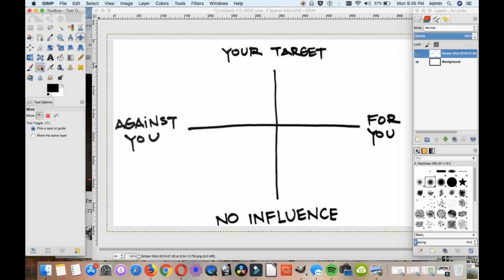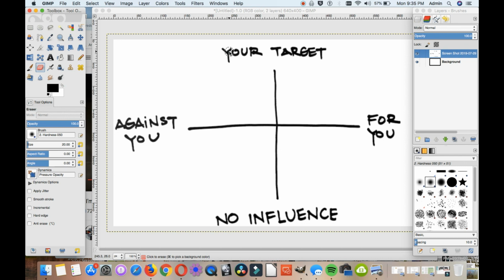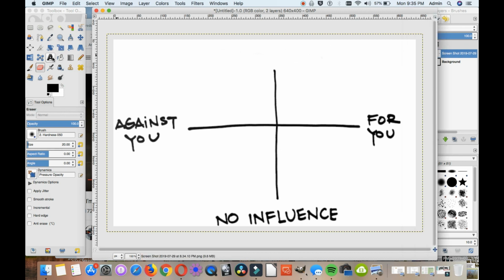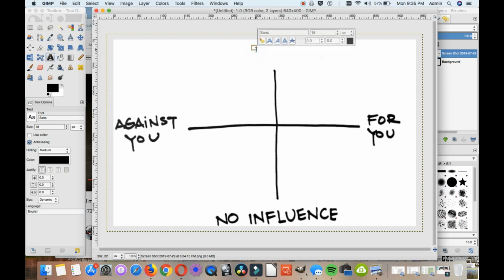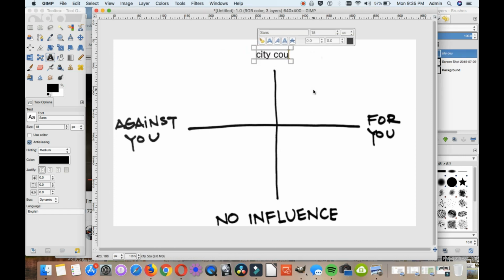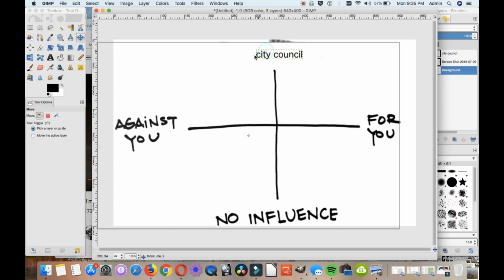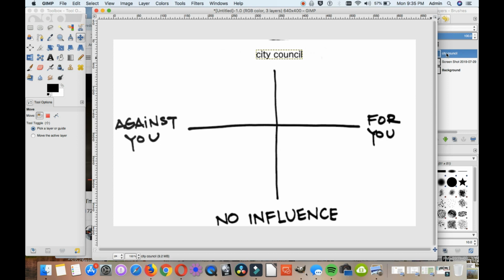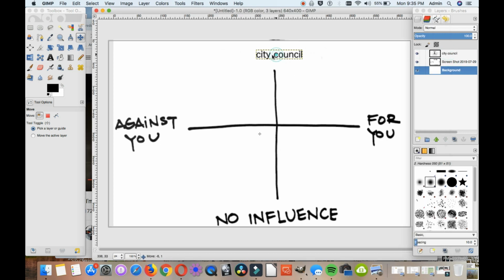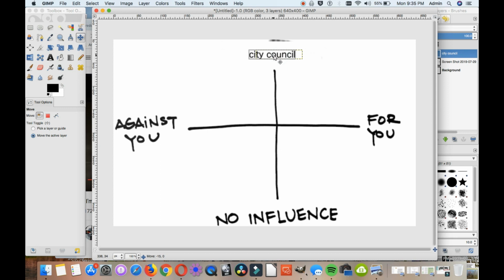So what I'm going to do is erase this general "your target" thing here. And I'm sorry, with GIMP, I don't use it a whole lot, so I might screw up here and there. I'm going to go with city council. Okay, this always messes me up because it'll move. Damn it. Yeah, it always does that. Shift, does that work? Okay, I have to hold shift. Sorry. Okay, so city council is my target.